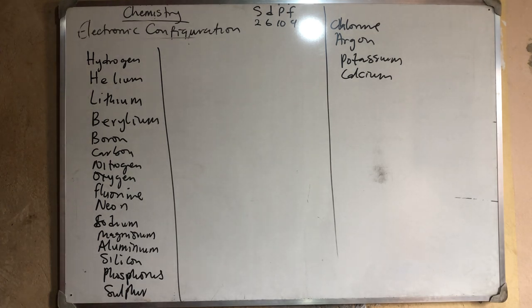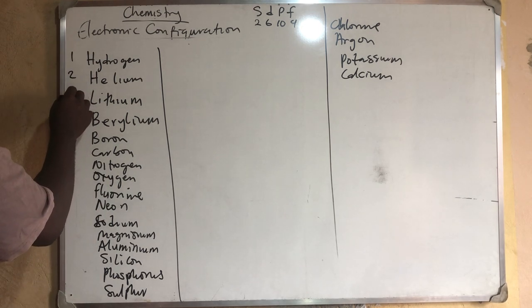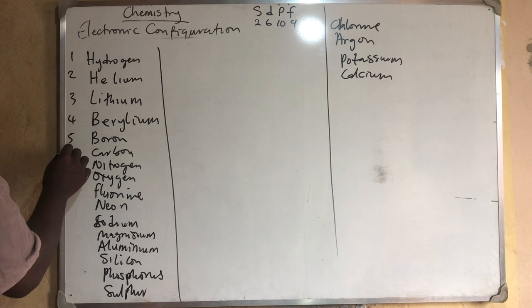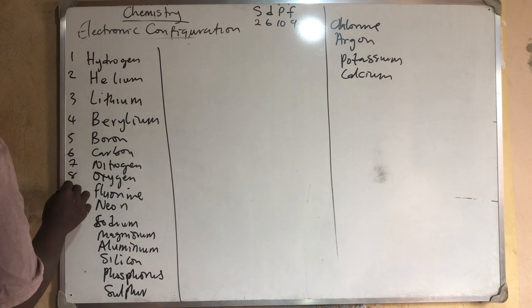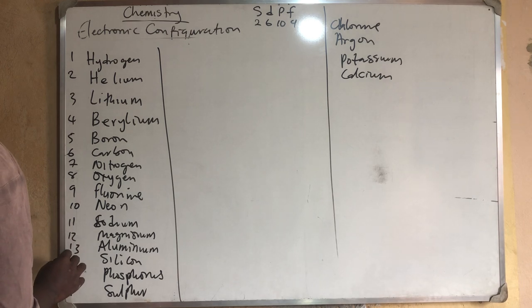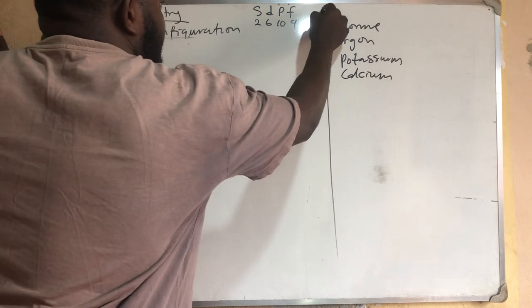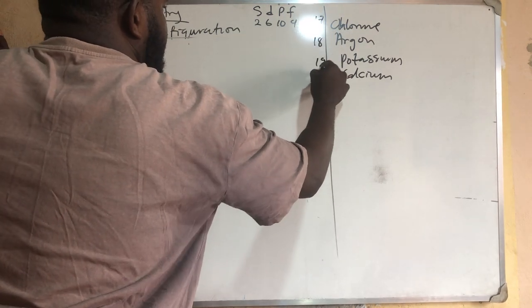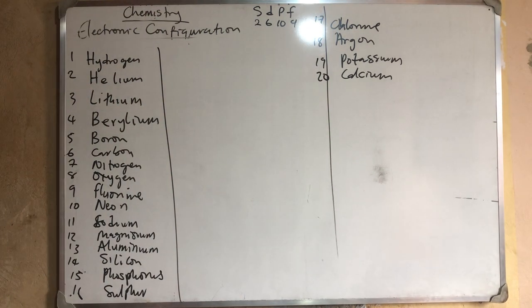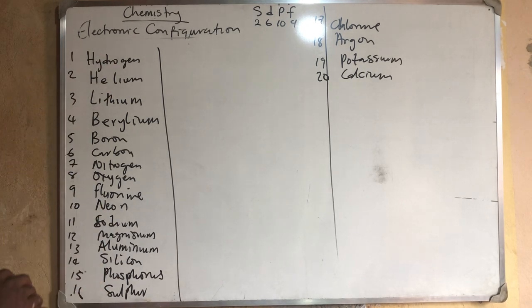As simple as that. So once you know it, you know that this is the first 20 elements. This is 1, 2, 3, 4, 5, 6, 7, 8, 9, 10, 11, 12, 13, 14, 15, 16, 17, 18, 19, 20, the first 20 elements. And their number is the number of electrons they have, which is the atomic number, all right?